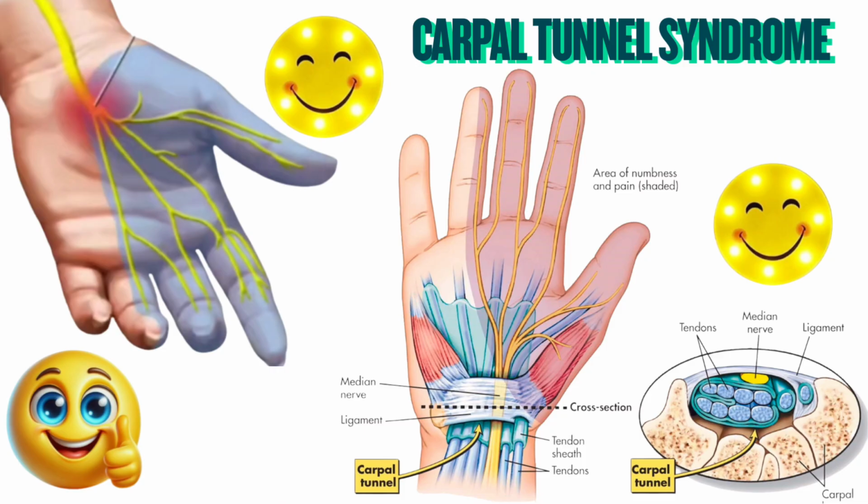Now let's discuss management. For mild to moderate cases, conservative treatment is usually effective. Start with nighttime wrist splinting in a neutral position. This prevents wrist flexion during sleep and relieves pressure on the nerve, reducing night symptoms. Encourage activity modification. Avoid repetitive forceful hand movements, heavy gripping, or prolonged wrist bending. Workplace ergonomics, such as adjusting keyboard height or using cushion supports, can make a big difference.